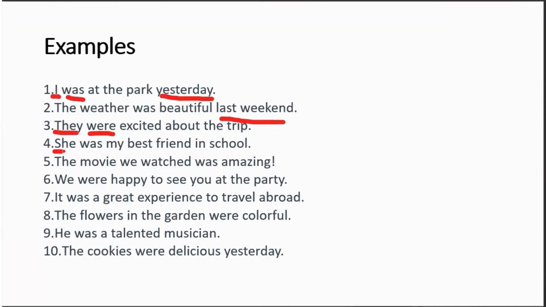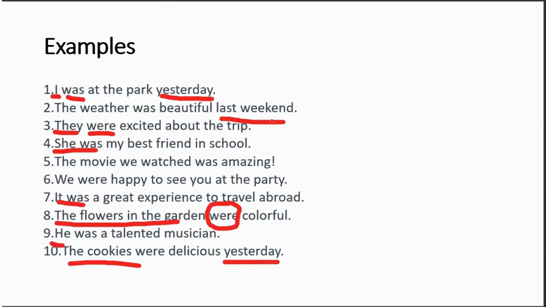She was my best friend in school. The movie we watched was amazing. We were happy to see you at the party. It was a great experience to travel abroad. The flowers in the garden, it's a plural, so we are using were. The flowers in the garden were colorful. He was a talented musician. The cookies were delicious yesterday. Here we have used time marker and it goes in the end. You don't have to use the time marker all the time, but if you do, it will be at the end of the sentence.